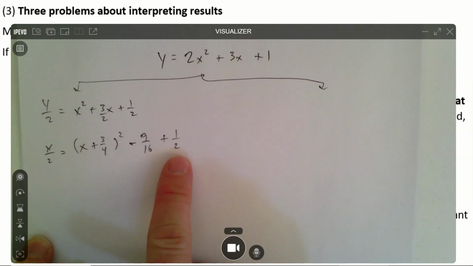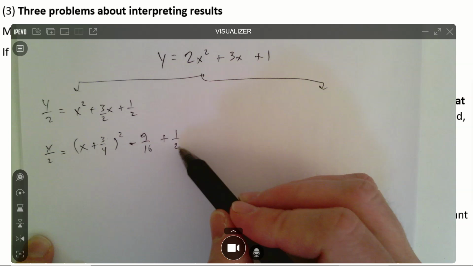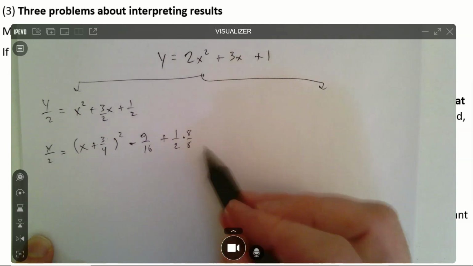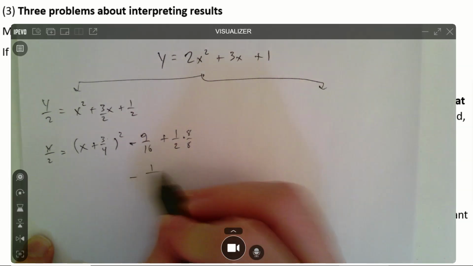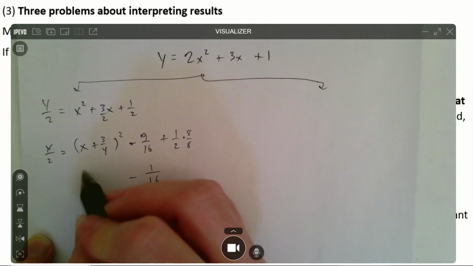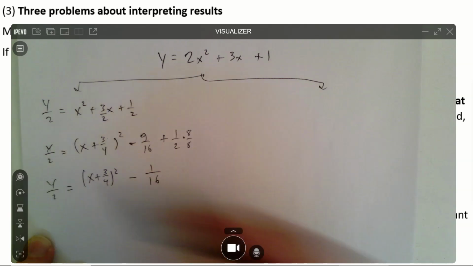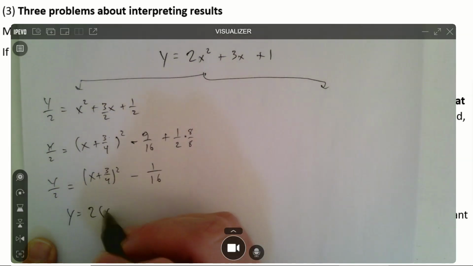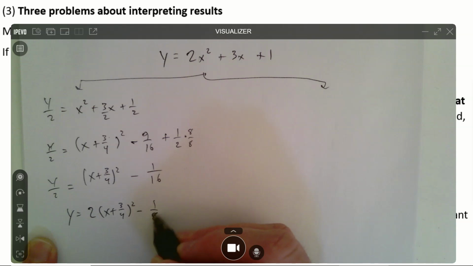Let's combine these two together, and then we'll multiply through by the 2 again. So if I want to combine these under the same denominator, I need the 2 to become 16. So I'll multiply by 8 over 8. So that gives me 8 minus 9 gives me negative 1/16. This is y over 2. And so now finally I'll multiply back through by 2 again. So that gives me 2 times (x plus 3/4) squared minus 1/8.